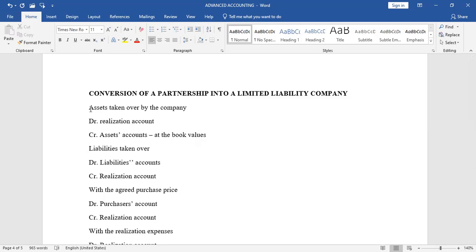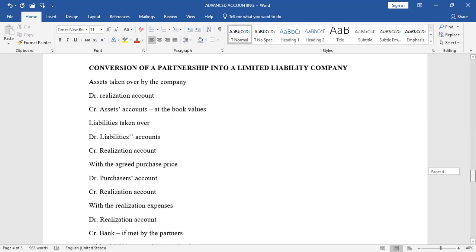When you have done this, the company now takes over those assets and assumes the liabilities. These shareholders, rather these partners who had contributed capital, will be compensated by being given shares in the company. So what happens as far as accounting entries are concerned?